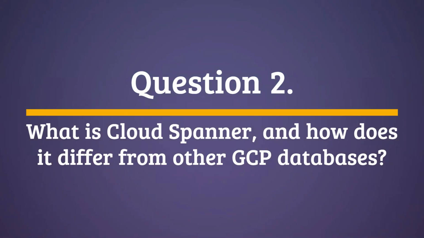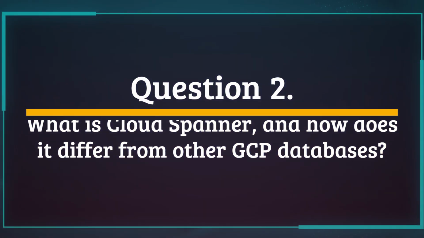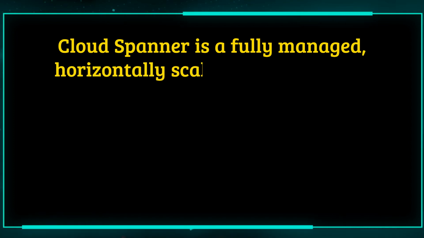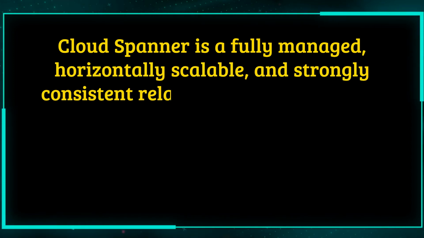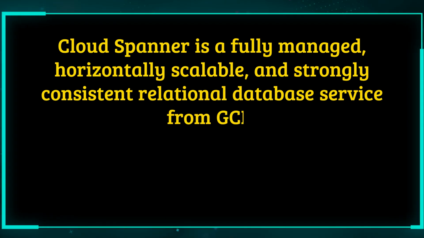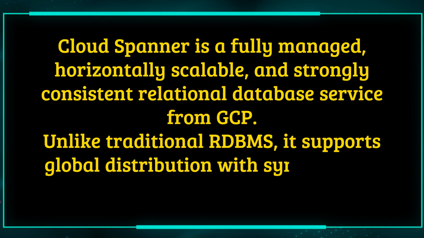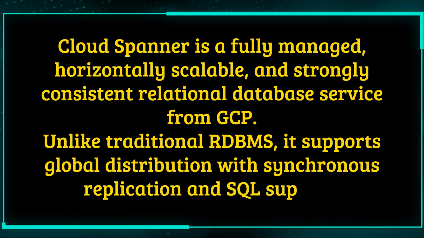Question 2. What is Cloud Spanner, and how does it differ from other GCP databases? Answer. Cloud Spanner is a fully managed, horizontally scalable, and strongly consistent relational database service from GCP. Unlike traditional RDBMS, it supports global distribution with synchronous replication and SQL support.